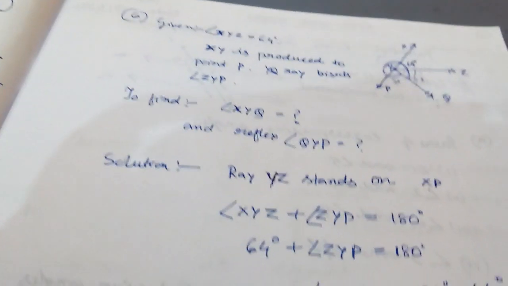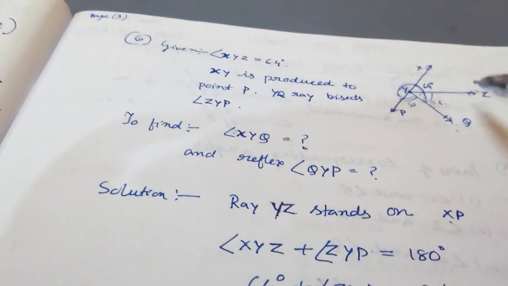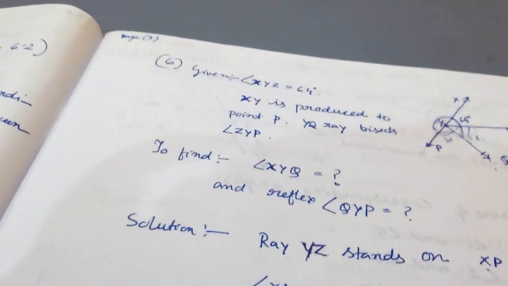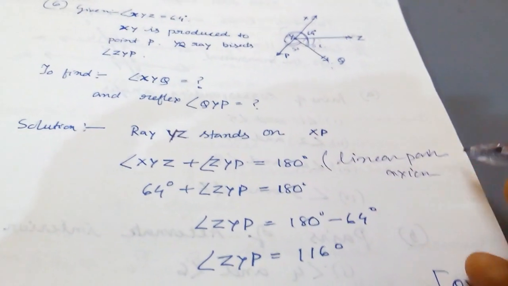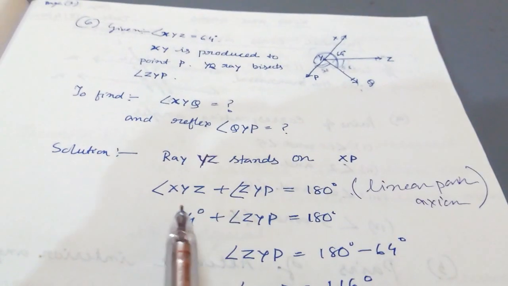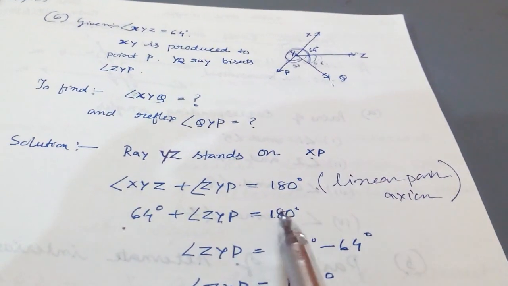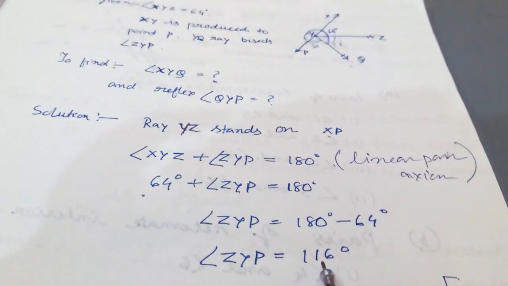Now solution. Ray YZ stands on XY. Therefore, XYZ plus ZYP is equal to 180 degree, by linear pair axiom. This is linear pair axiom. Now, XYZ is equal to 64. 64 plus ZYP is equal to 180 degree. Therefore, ZYP is equal to 180 minus 64. ZYP is equal to 116 degree.